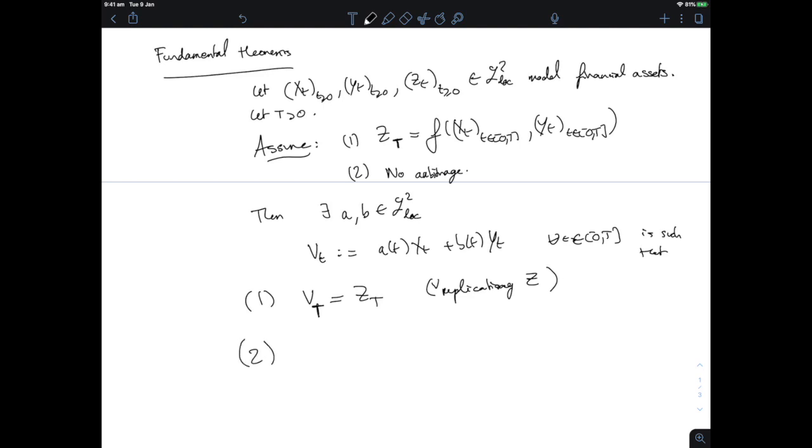And second of all, dV of t, the variation of the value of V, is A of t times dx of t plus B of t times dy of t for all t. And that's what we call a self-financing condition.